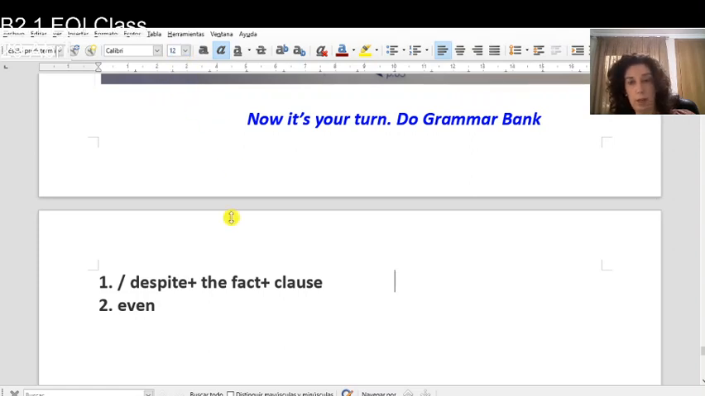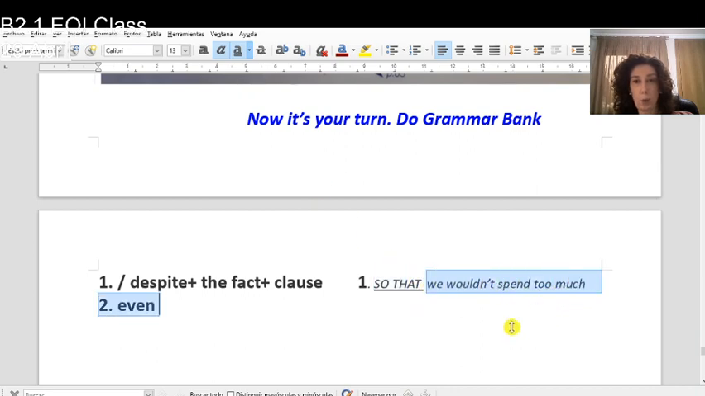We stayed in a bed and breakfast so that, ¿ya? So that tiene que ir seguido de una oración, entonces sujeto. So that we, en pasado, cuando expresamos una finalidad de pasado, normal será con el could o con el would. We wouldn't spend too much. ¿Entendéis? Me cambian el conector para saber si yo sé utilizar o cómo continuar la oración.